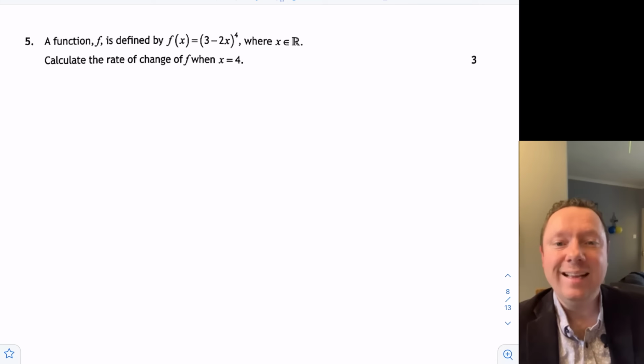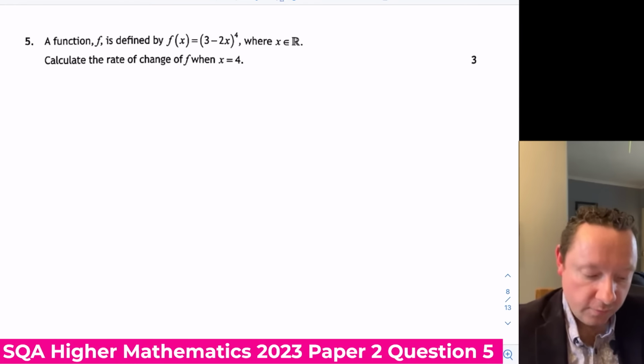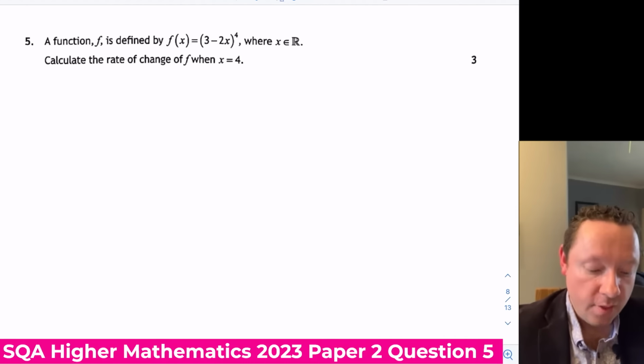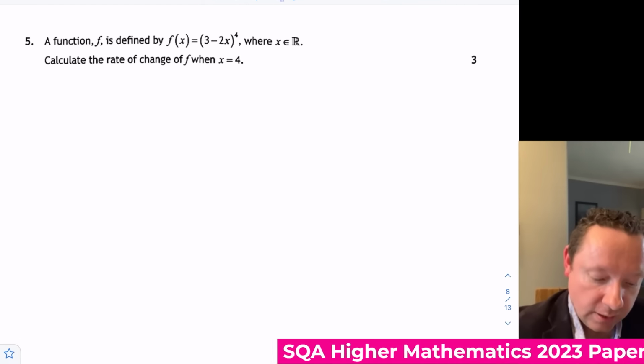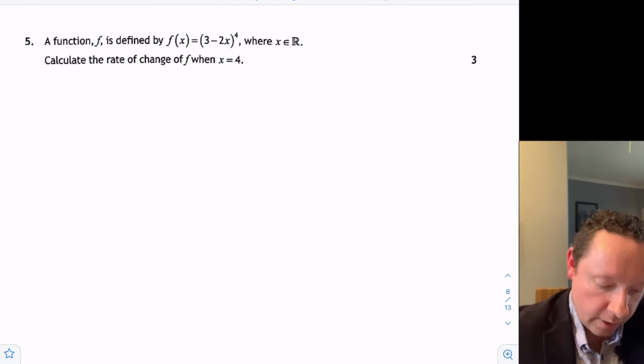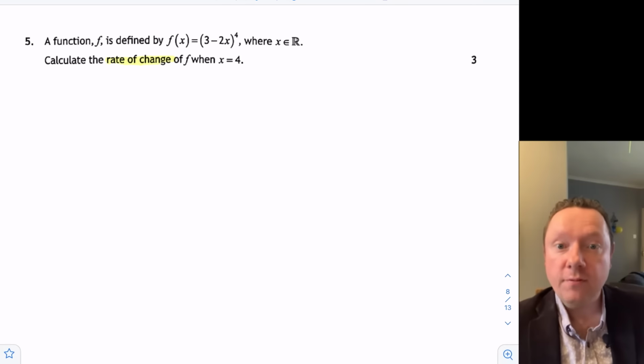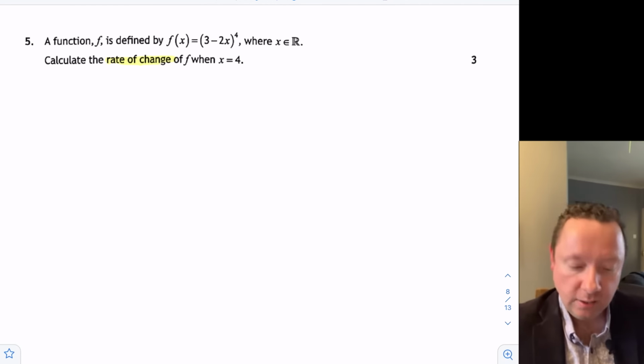And we're done there. SQA Higher Maths 2023, Paper 2, Question 5. A function is defined as f of x is (3 minus 2x) to the 4. Calculate the rate of change of f when x equals 4. So again, a power word, rate of change means differentiation, and then just substitute in x equals 4.